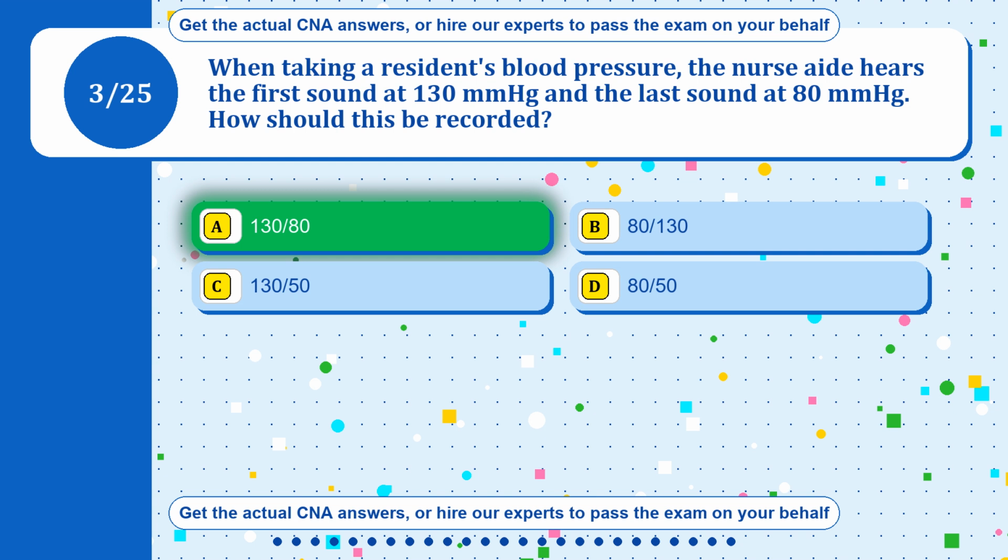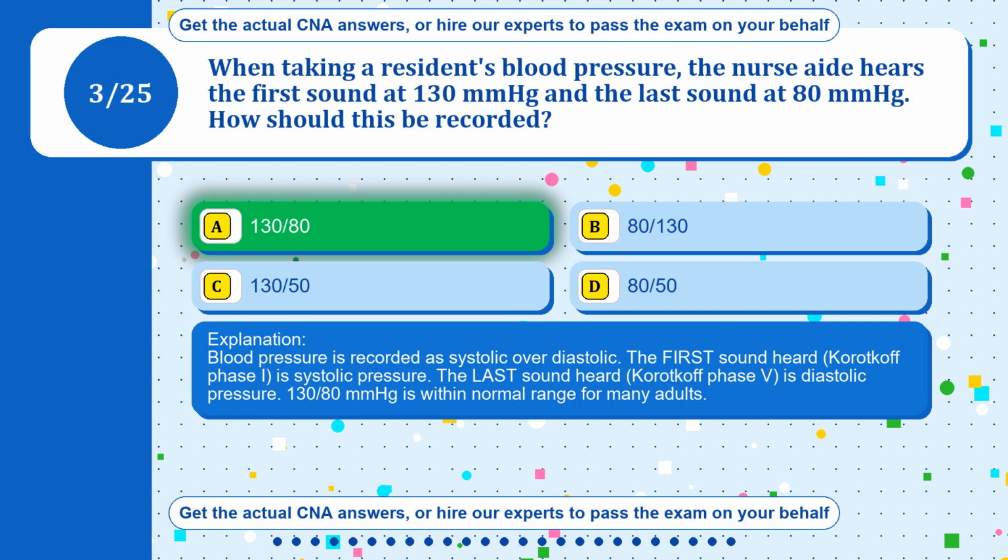130/80. Blood pressure is recorded as systolic over diastolic. The first sound heard, Korotkoff phase I, is systolic pressure. The last sound heard, Korotkoff phase V, is diastolic pressure. 130/80 mmHg is within normal range for many adults.